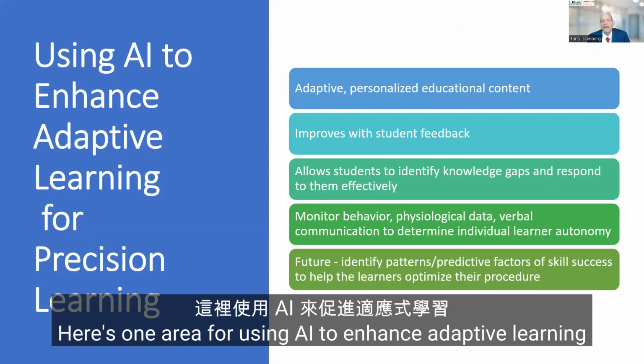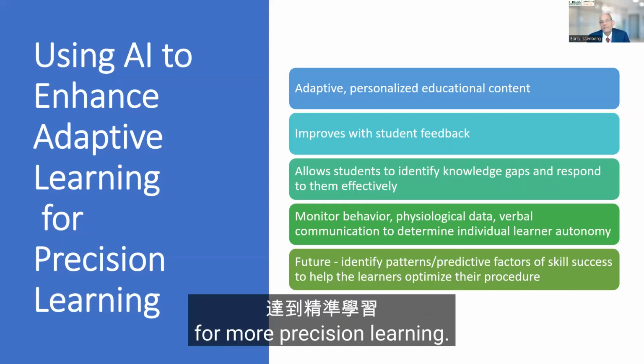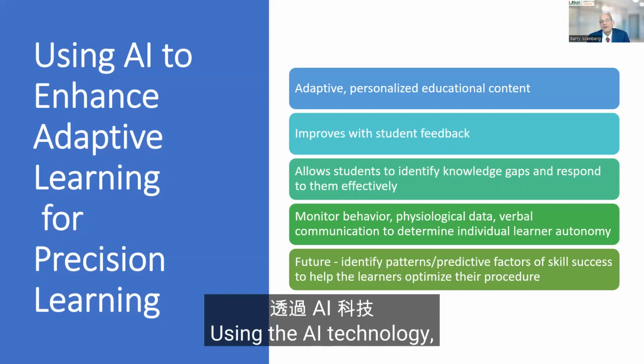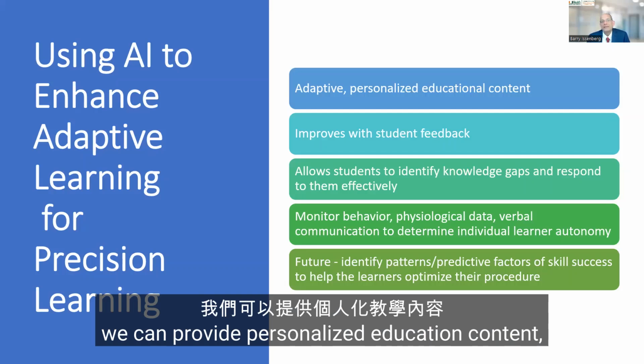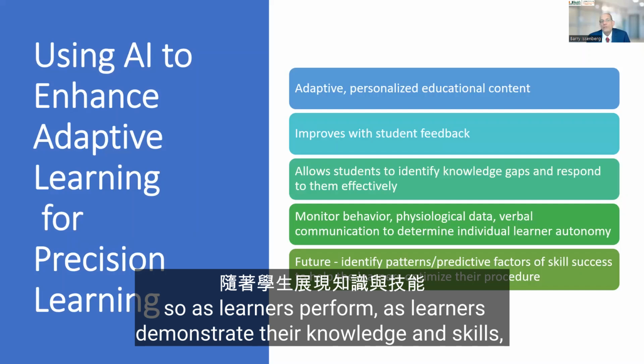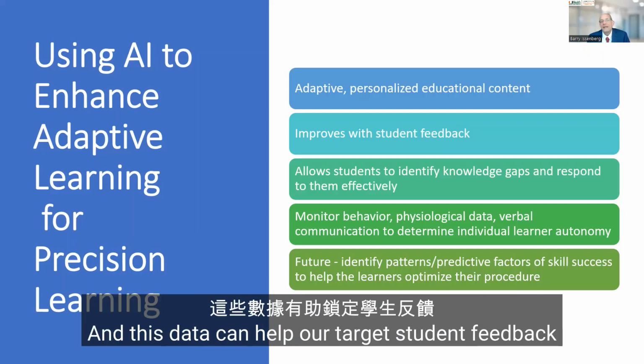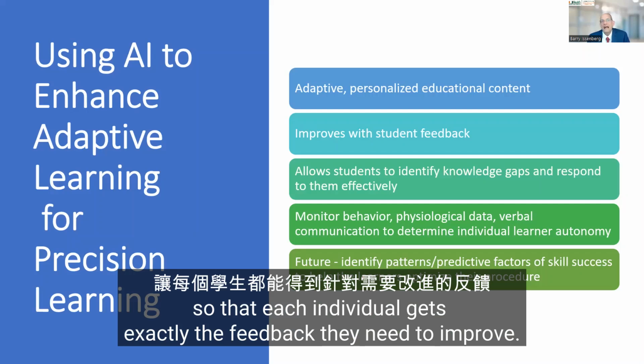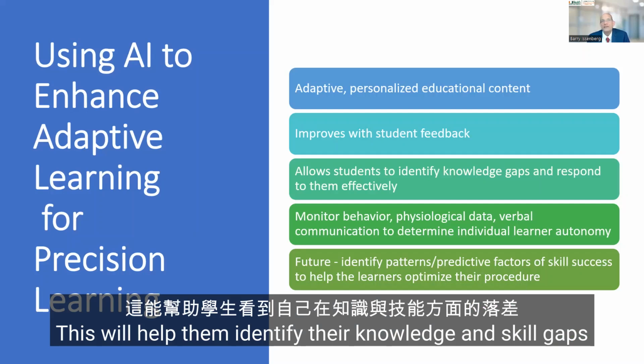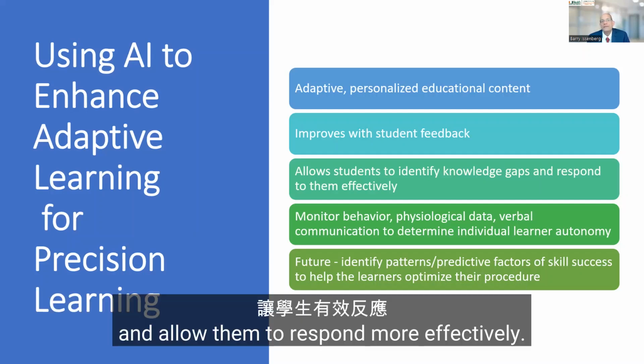Here's one area for using AI: to enhance adaptive learning for more precision learning. Using AI technology, we can provide personalized education content. As learners perform and demonstrate their knowledge and skills, the system can learn and focus not on what they already know, but on what they need to improve. This data can help us target students' feedback so that each individual gets exactly the feedback they need to improve. This will help them identify their knowledge and skill gaps and allow them to respond more effectively.